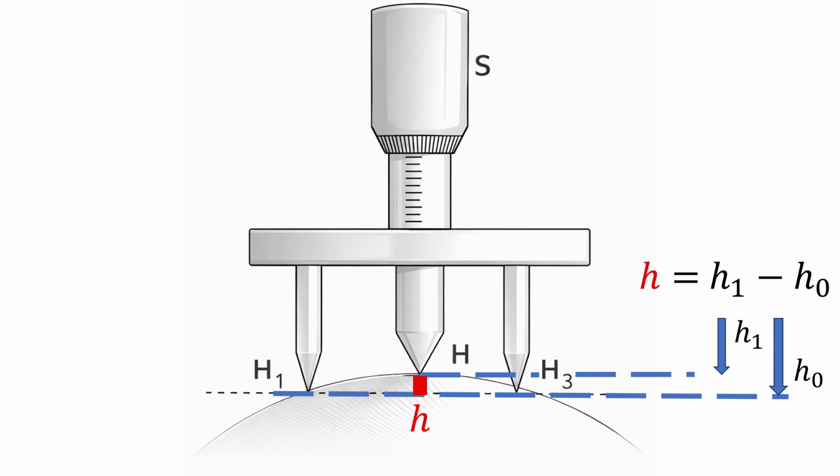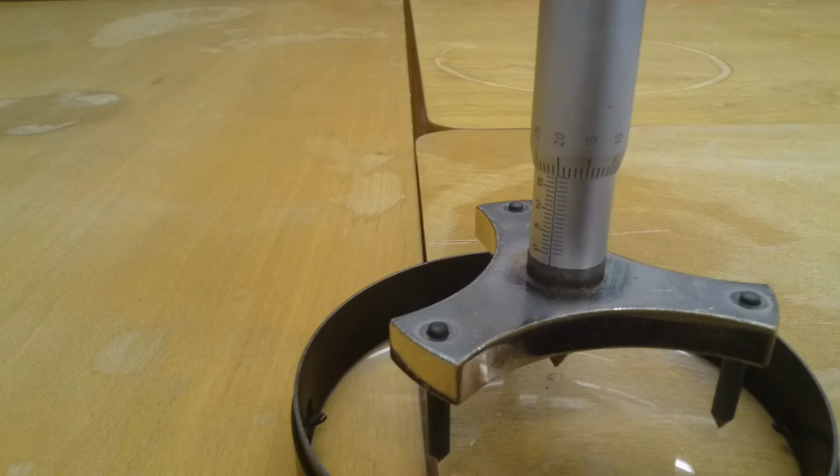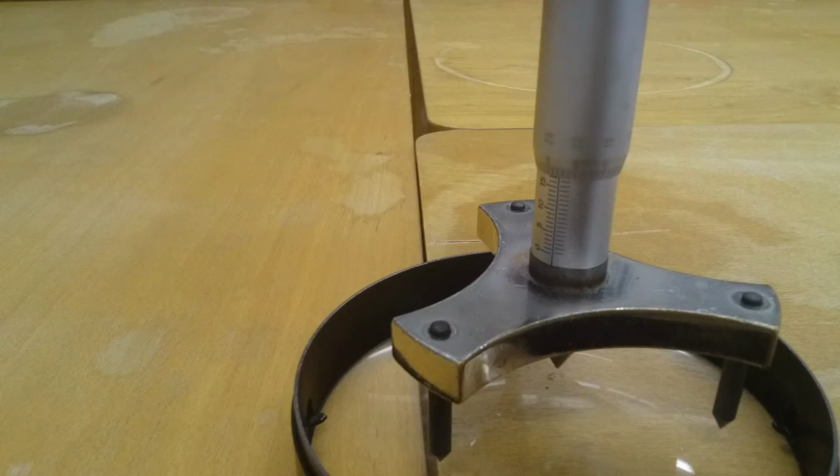This means we must measure the position of the central screw in two cases. First, when it touches the flat surface, and second, when it touches the top of the convex spherical surface. The difference between these two positions gives us the value of h. We determine position h1 by slowly rotating the spherometer screw until the entire instrument begins to pivot around the central screw. This indicates that the central screw has made contact with the convex spherical surface.